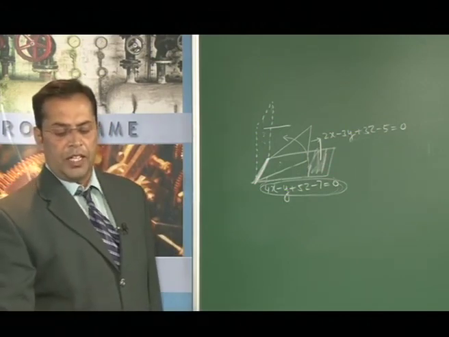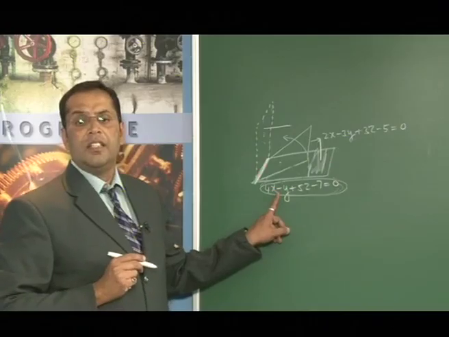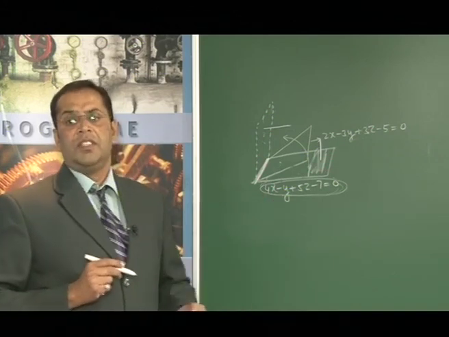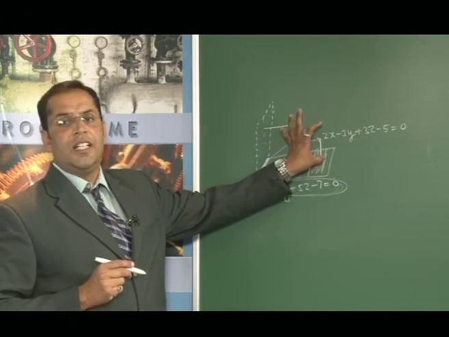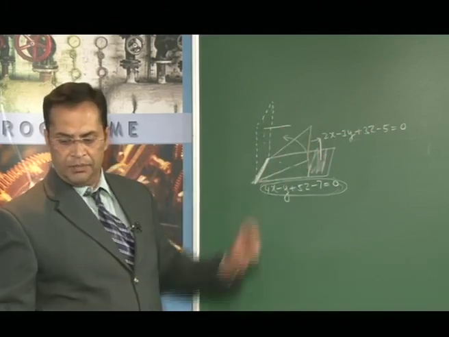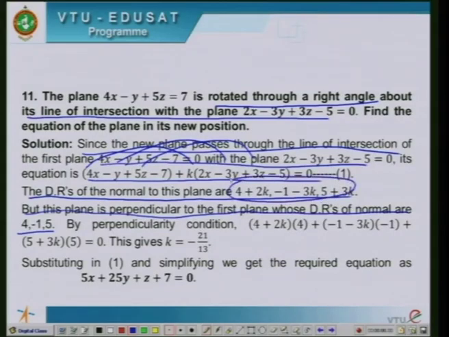whose direction ratios of normal are the coefficients of x, y, z in this equation, which are 4, minus 1 and 5. So, what should happen? Because these two normals are perpendicular, you can apply the condition for perpendicularity. So, again, the sum of the product of these ratios should be 0. That is, you should get (4 plus 2k) into 4 plus (minus 1 minus 3k) into minus 1 plus (5 plus 3k) into 5 equal to 0, which simplifies to k equal to minus 21 by 13.